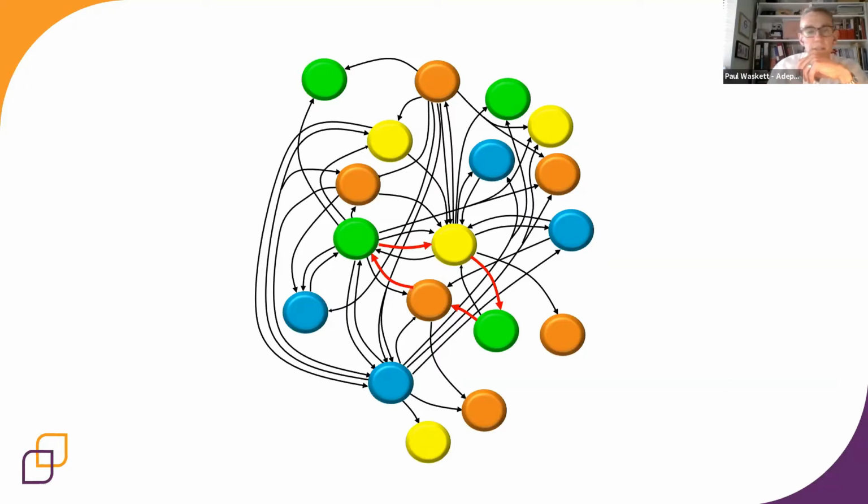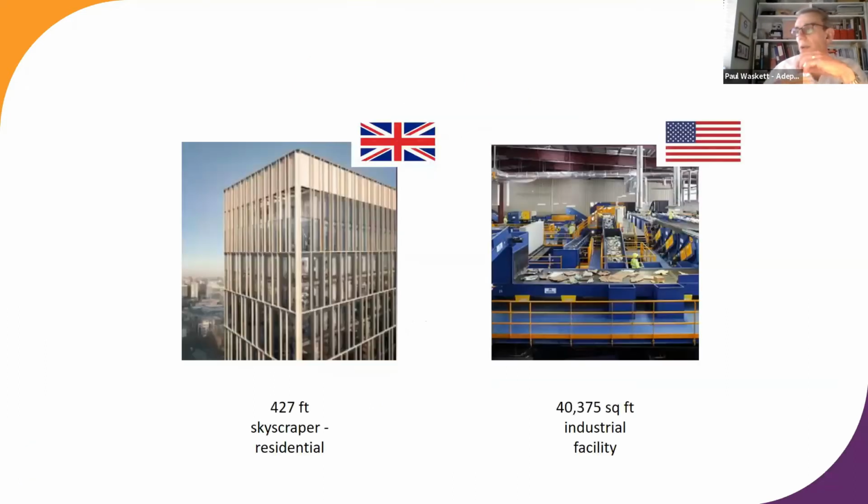So let's have a quick look at a couple of projects that I'm going to refer to. One of them is in the UK, in Birmingham. It is the tallest building in Birmingham, 212 Broad Street. It is a 481 apartment building, the tallest skyscraper in the city. The second is a 40,000 square foot industrial facility, a waste, recycling and processing facility on the site of a US naval station. So they're both reasonably complex.